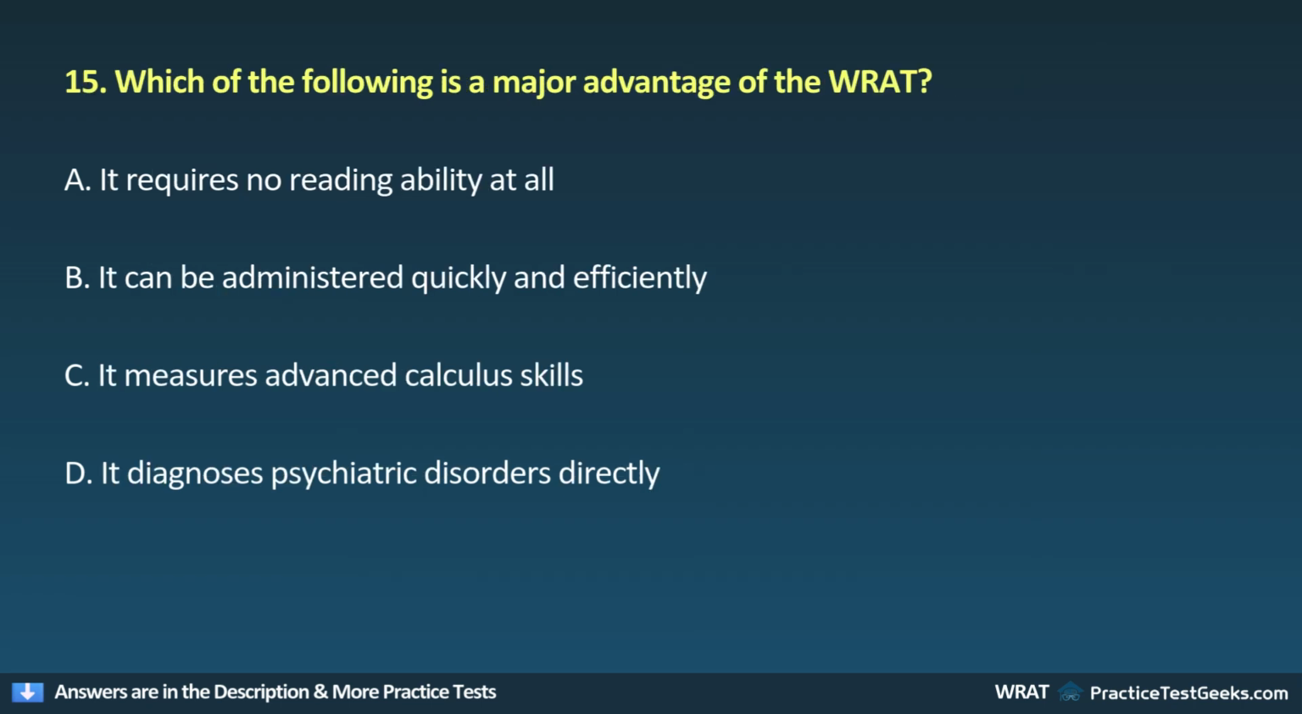15. Which of the following is a major advantage of the WRAT? A. It requires no reading ability at all. B. It can be administered quickly and efficiently. C. It measures advanced calculus skills. D. It diagnoses psychiatric disorders directly.